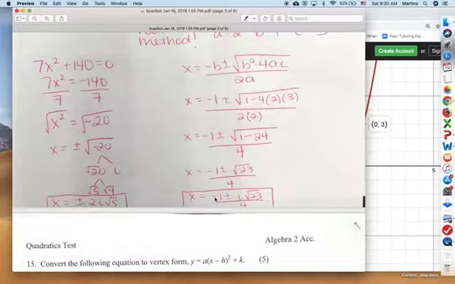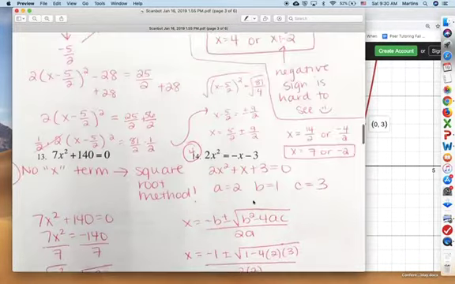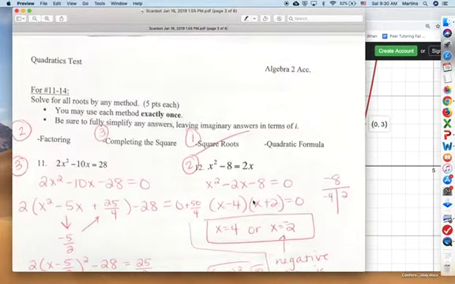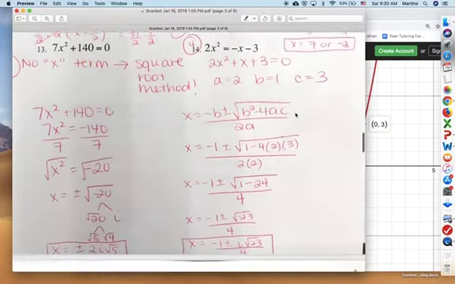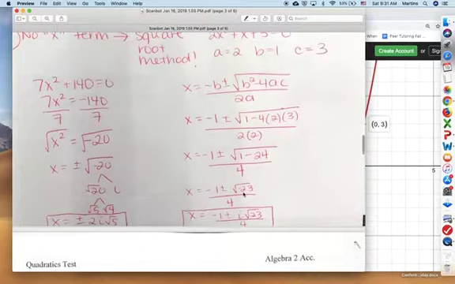Okay, there's nothing more you can do except if you wanted to write your answer in a plus bi form, you could split this 4 up to both pieces, but I don't think the directions ever said it anywhere. Okay, it just said leaving imaginary answers in terms of i, so you don't have to. This would be a totally valid answer.